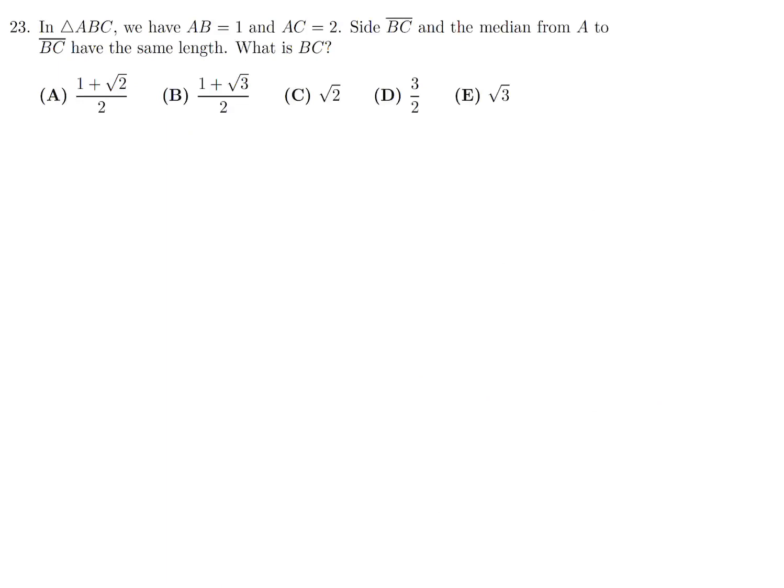In triangle ABC, we have AB equal 1 and AC equals 2. Side BC and the median from A to BC have the same length. What is BC? So let's draw our triangle. So we've got something that looks like this. And let's label this now. We've got A, B, C.